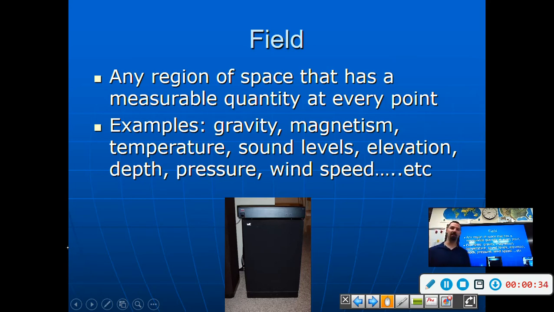Usually we don't have enough data to get every single point in an area, because it would take a lot of devices. So what we do is we map them out, and we can map out any of these measurable quantities, including gravity, magnetism, temperature, sound levels, elevation, which we'll be doing next in more detail with contour topographic maps. Depth, pressure, wind speed. Any sort of weather-related things can be mapped out in this way, and we'll definitely be using that later on this year.